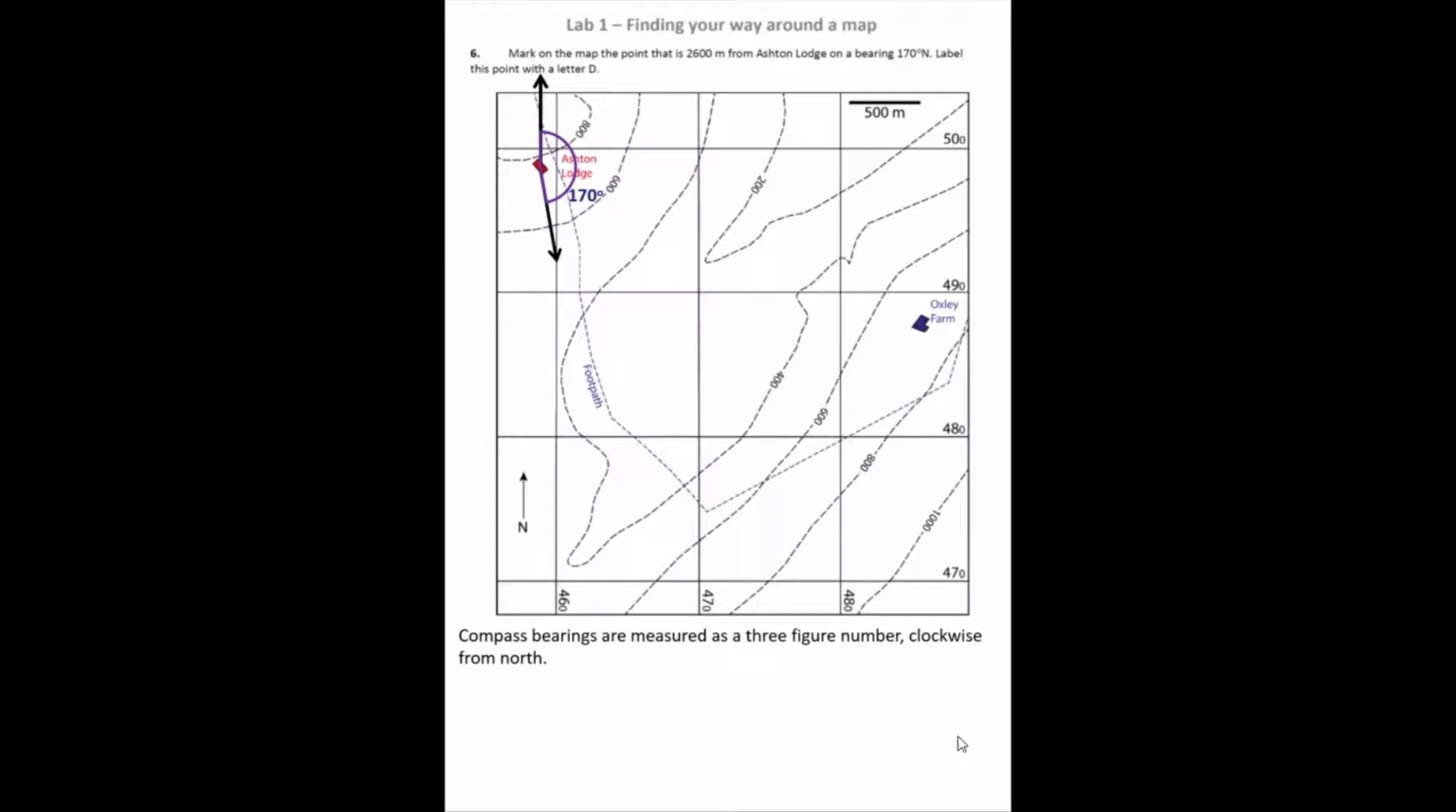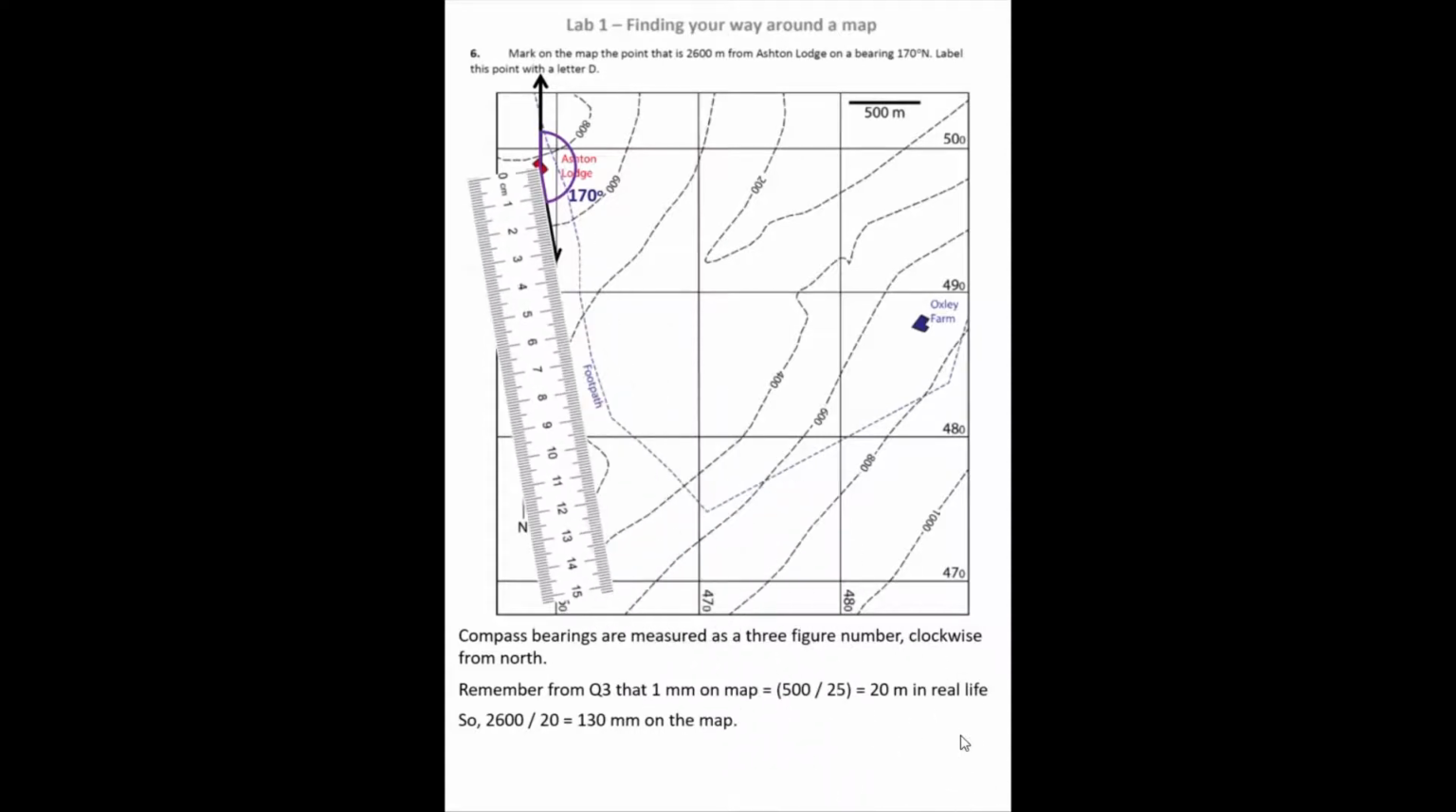The next thing that we need to do is figure out just how far along that heading we need to go in order to reach 2,600 meters. Hopefully you guys remember from question 3 that the scale factor of our map is that 1 millimeter on the map is equal to 20 meters in real life. So to figure out how many millimeters on the map 2,600 meters is, we take that 2,600, divide it by 20, and that tells us that we'd need to travel 130 millimeters on our map. So we can line up a ruler parallel to that bearing and then mark on 130 millimeters away this point D.